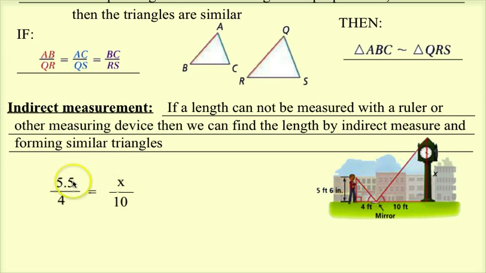And then all I need to do is to cross multiply to solve that, so you can do that. So cross multiply and solve for x, and then you know the height of the clock. And that's it for today.